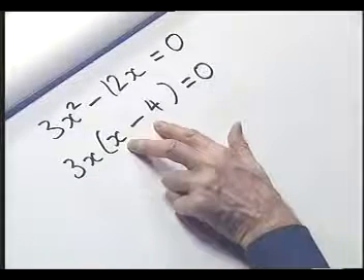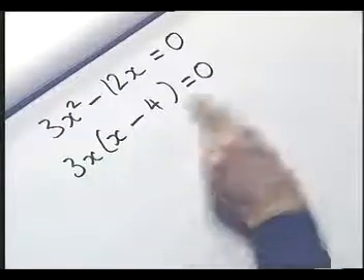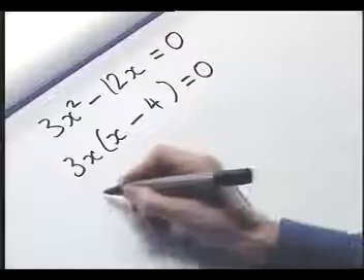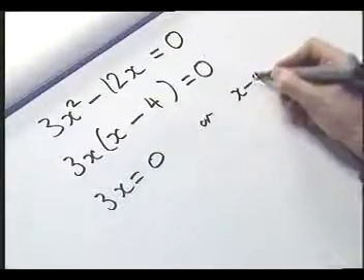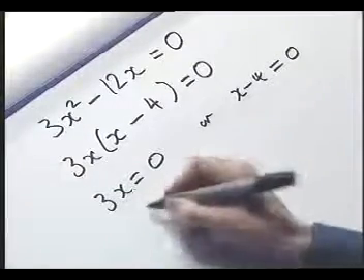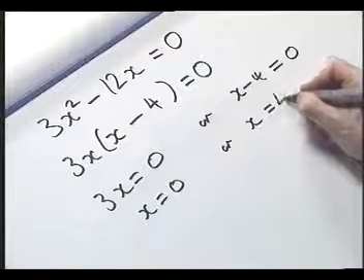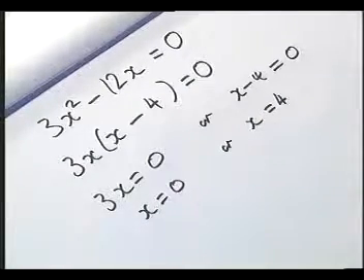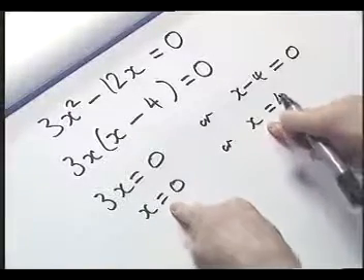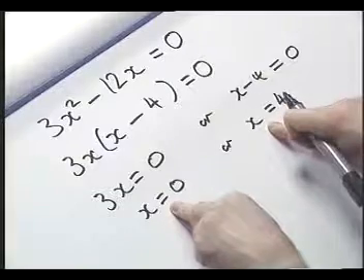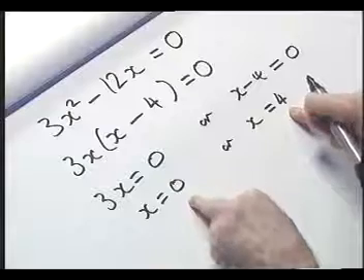Two numbers multiplied together give us 0, so one of them has to be 0 or both of them have to be 0. So we can say 3x equals 0 or x minus 4 equals 0. So therefore x is 0 or x equals 4. Now having got these two values of x, we want the points where these tangents were. What we've got now are the x-coordinates. We now need the y-coordinates.